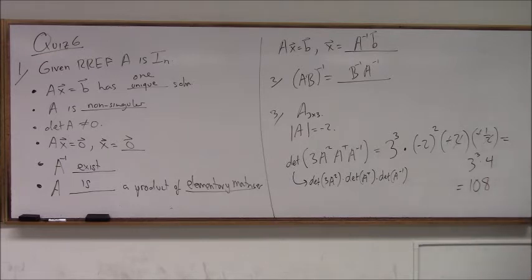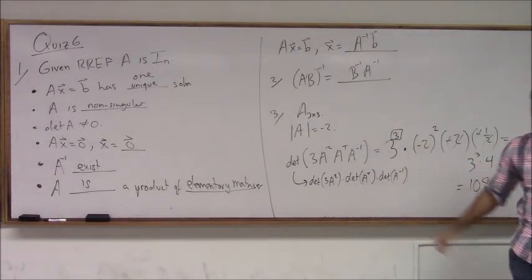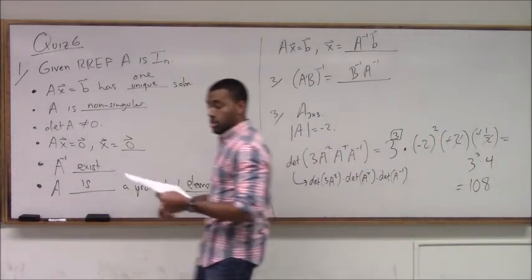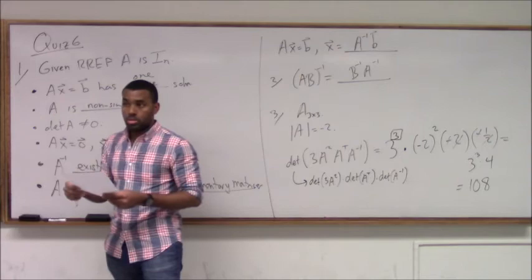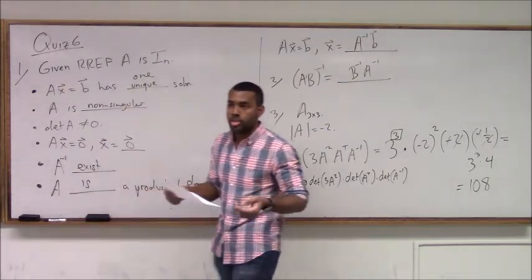So the exponent of the 3 depends on the size of the matrix. If it was a 4 by 4, you would raise it to the 4th. 5 by 5, you raise it to the 5. You raise it to the power of the number of rows. For a 3 by 4, it's impossible. Determinants are only defined for square matrices.